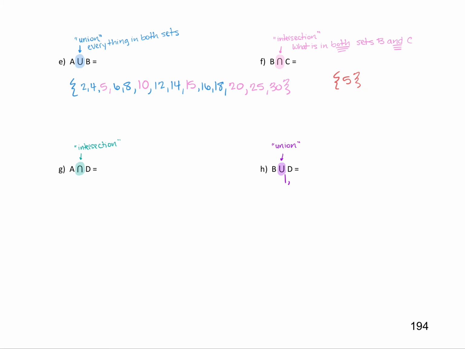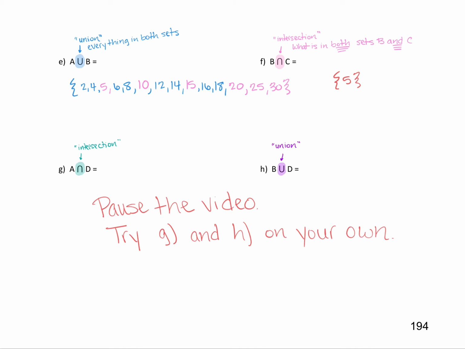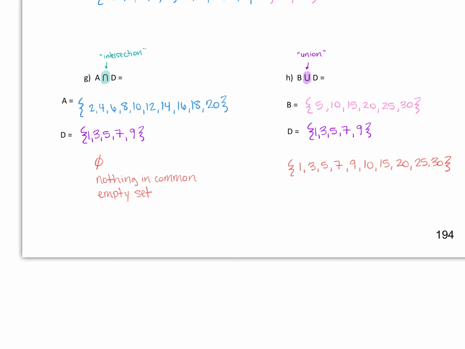What I want you to do now is try the example G and the example H. Pause the video and then come back to check your answer. Go ahead and pause the video now. All right, notice that between A and D for the intersection, there's nothing in common, and so we call that the empty set. And then between B and D, the union, it's everything combined.